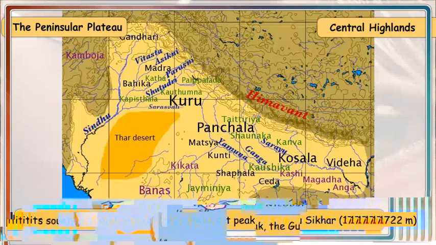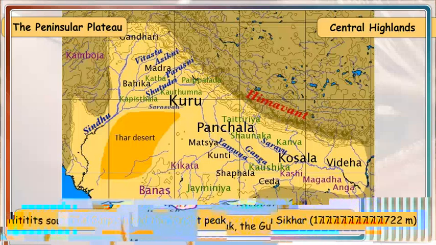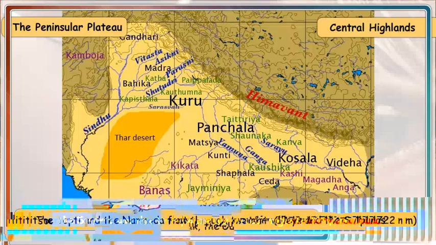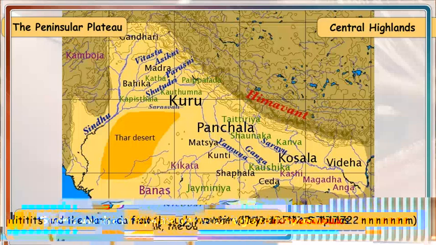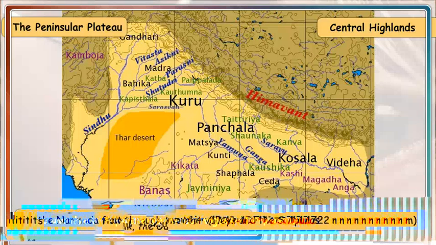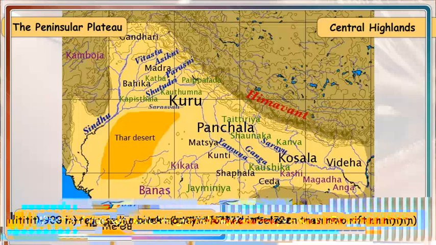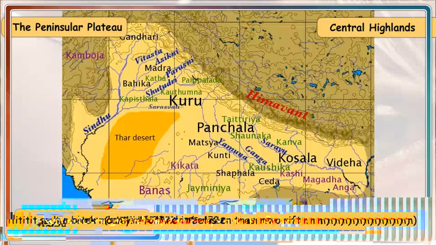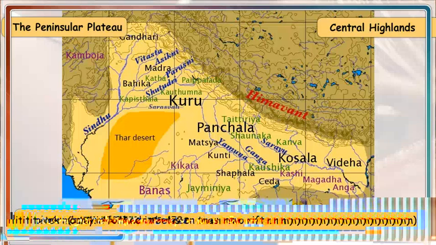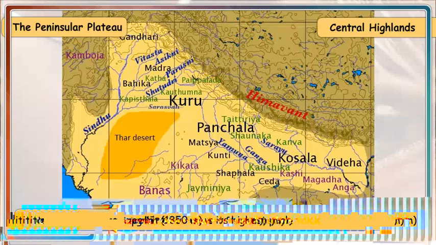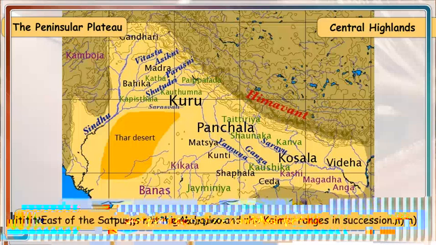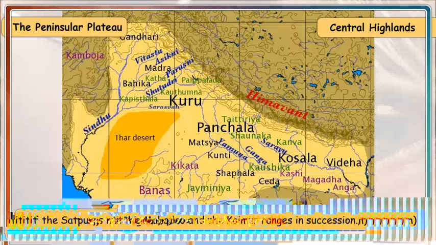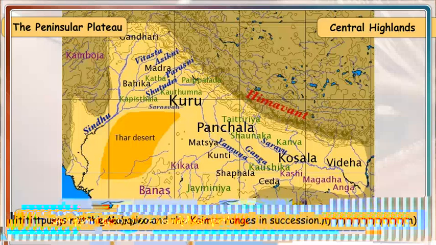The Satpura and the Vindhya are two noted ranges of the plateau. The Tapti and the Narmada flow through two rift valleys and the Satpura, that is 600 to 900 meters, represents a block mountain formed in between these two rifts. Dhupgarh, 1350 meters, is its highest peak. East of the Satpuras run the Mahadev and the Kamur ranges in succession.